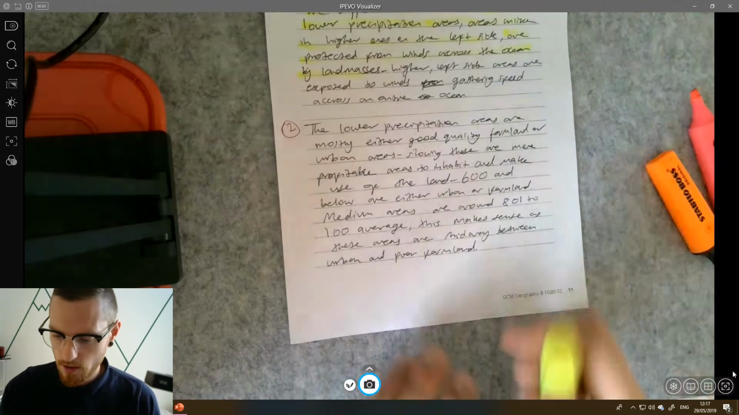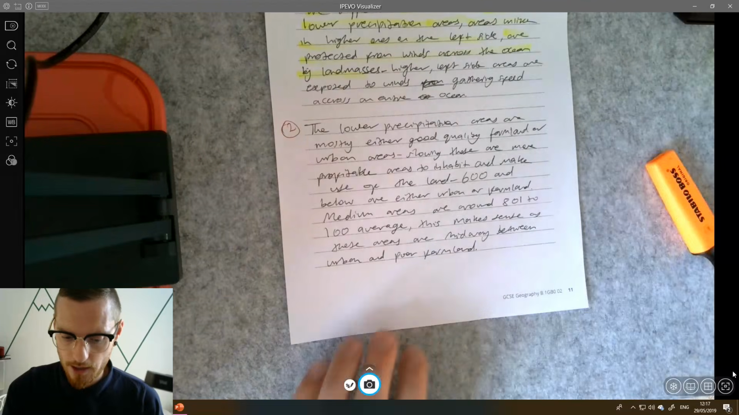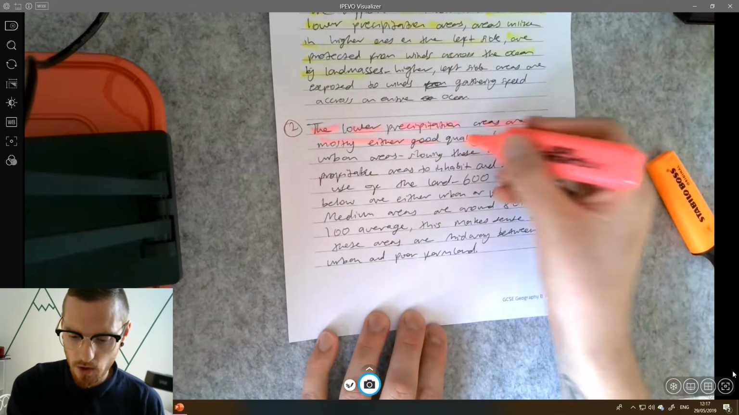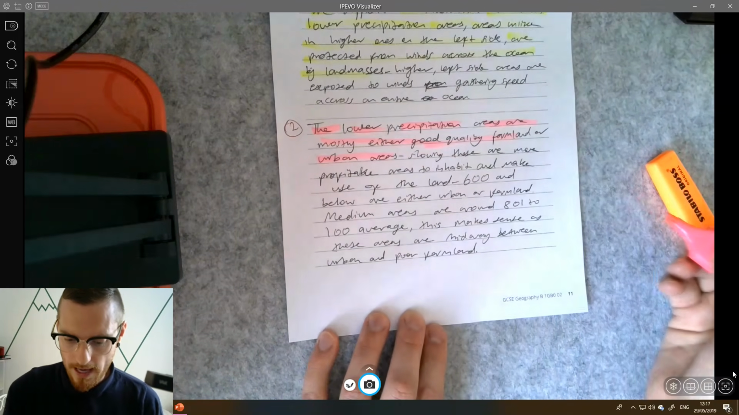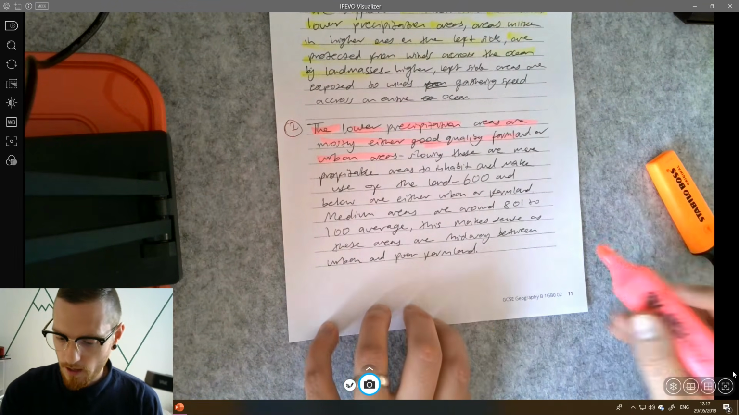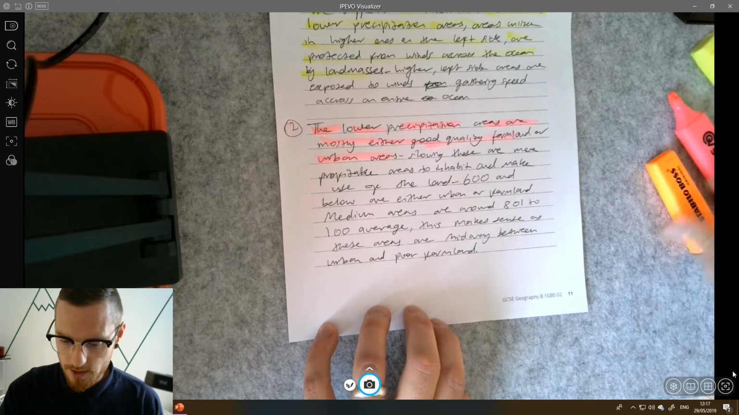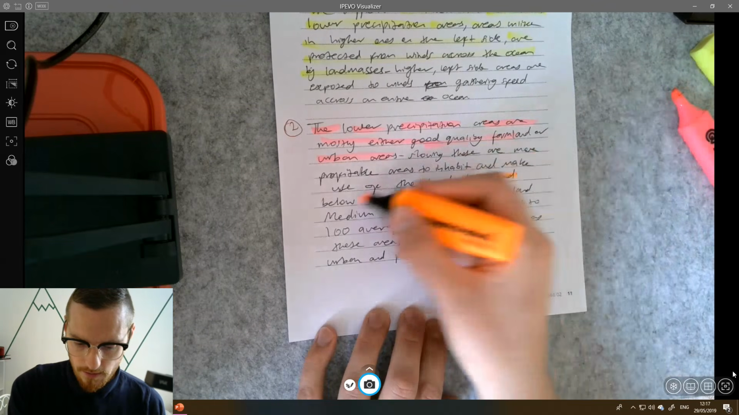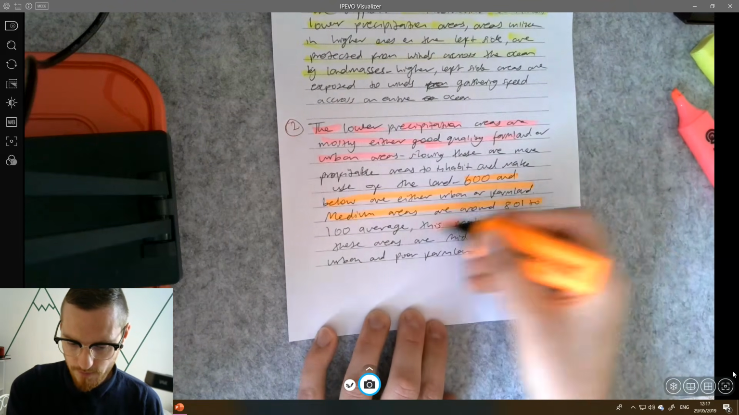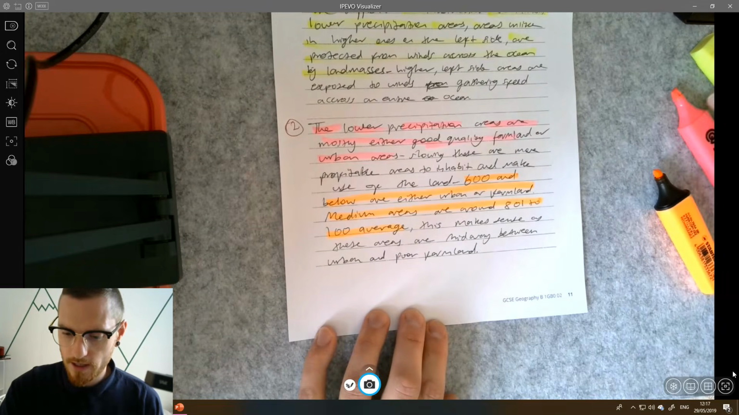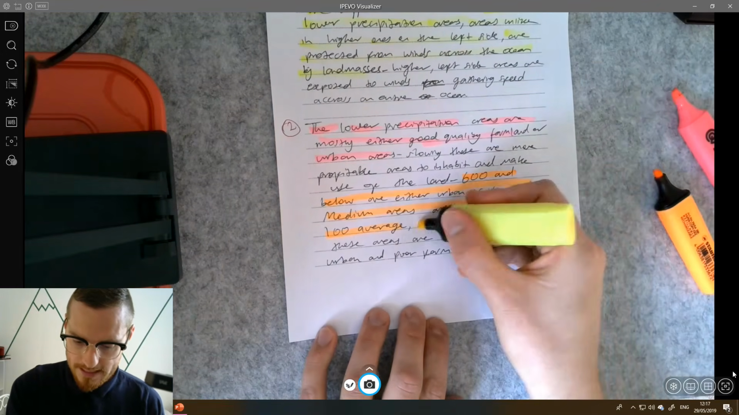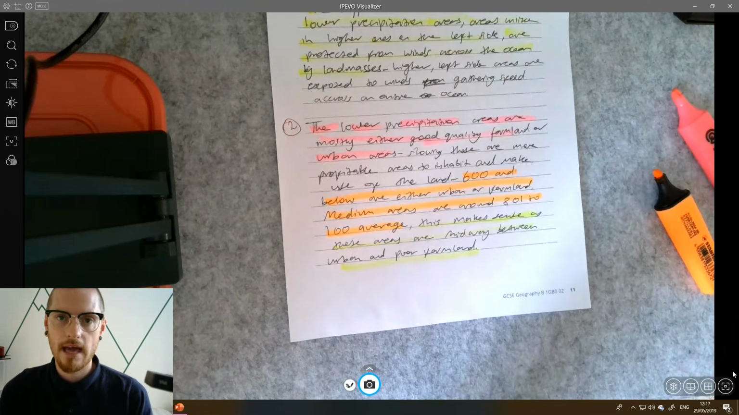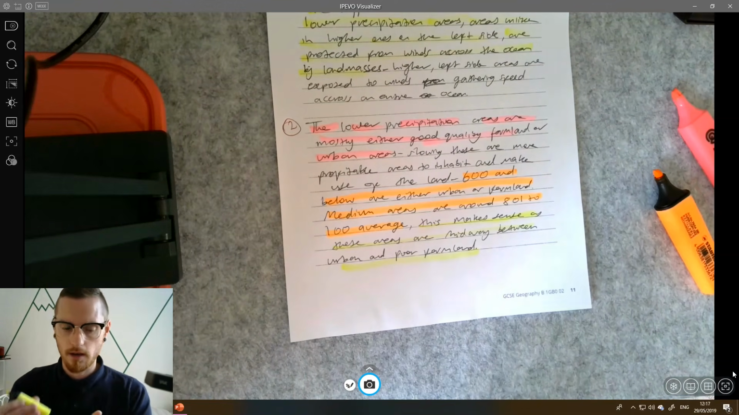If we go further down, they've done another deconstruct here, their initial point. The lower precipitation areas are mostly either good quality farmland or urban areas. And then they're going to go on and give me some evidence here. So here it is. This is their evidence. And then they're trying to explain it with their subject knowledge with this makes sense. So there's your point, evidence, explain. Point, evidence, explain.